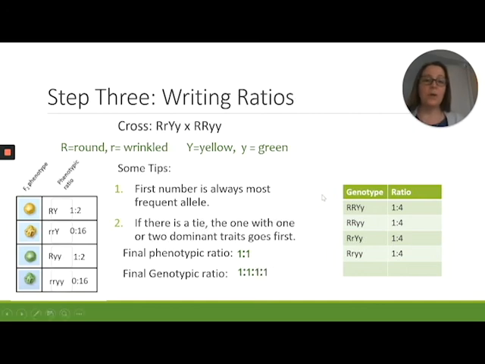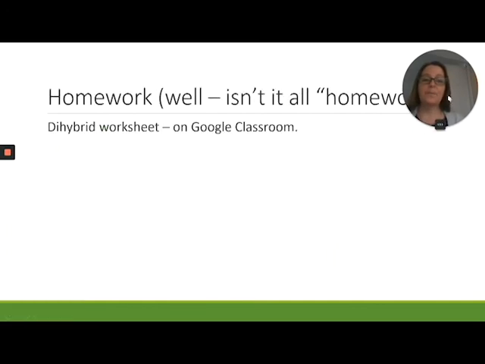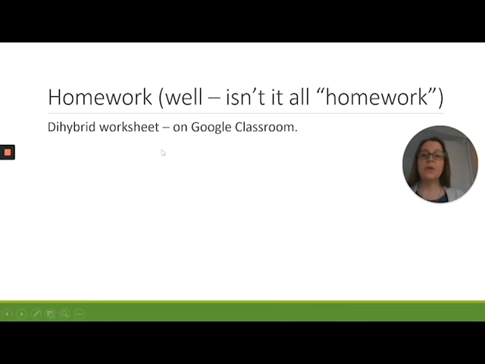Your homework tonight actually goes through and shows you a dihybrid cross where the phenotypes and the genotypes are not all the same percentages, and it has a little reminder how to do the ratios.